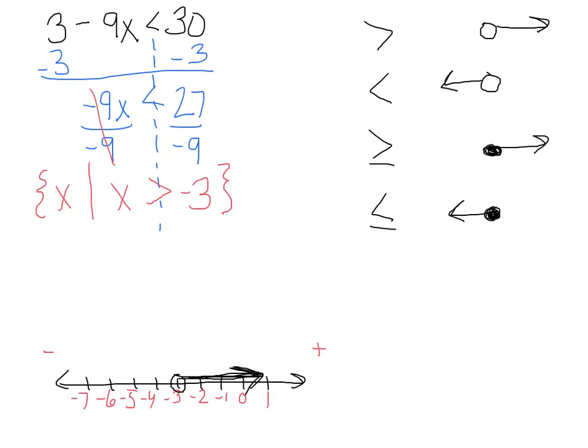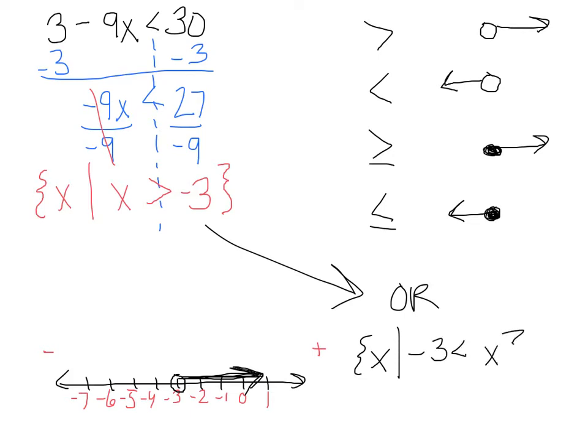And one thing that I want to point out that's very important: we could also write our answer as x such that -3 is less than x. All I did was take this answer and write the whole thing backwards. Think about it. x has to be greater than -3, right? Well, according to what your teachers taught you when you were little, the alligator eats the bigger number. x is still technically greater than -3, but this is written backwards.